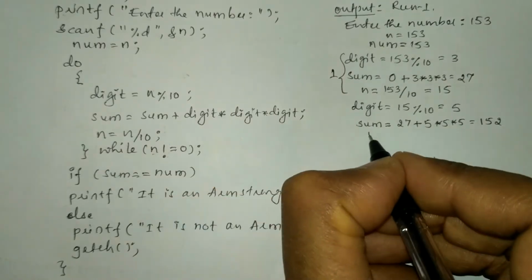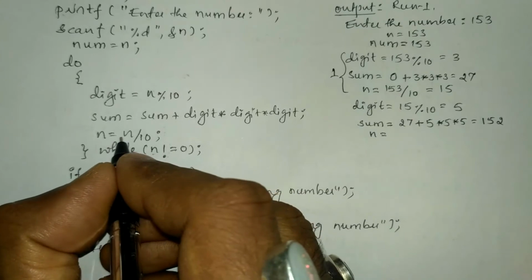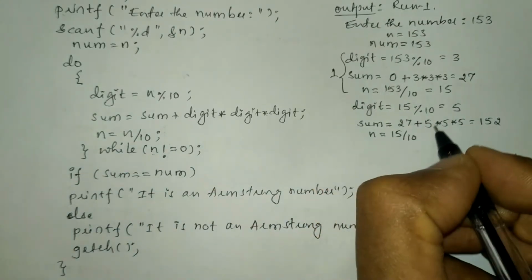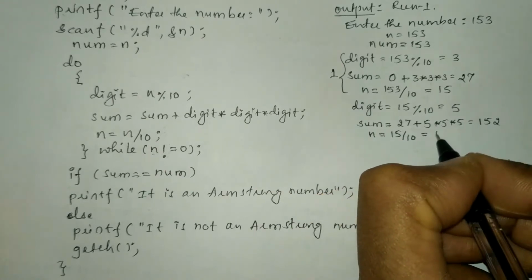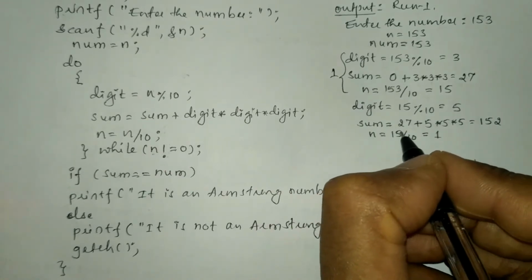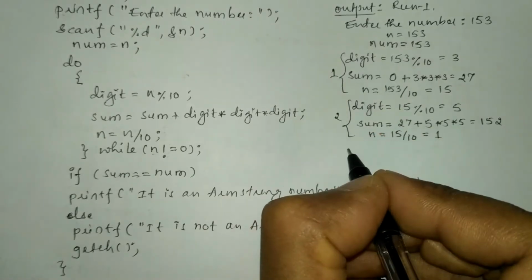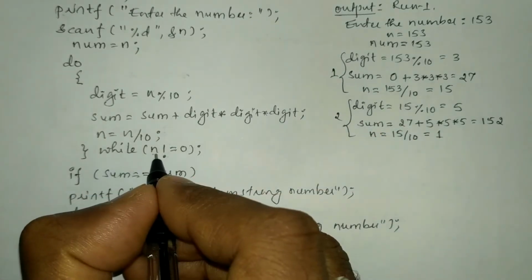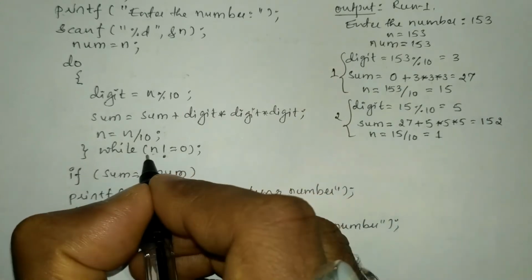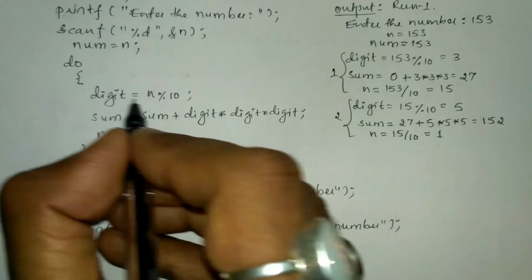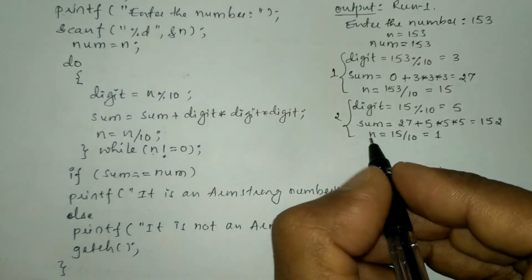Next, we are going to perform the third statement. N is equal to, n is 15, integer division by 10. So this gives us 1, correct? Because 10 ones are 10. Quotient is 1. So the second iteration is over, and we are going to check the condition. Now n is 1. 1 is not equal to 0. Hence it is true. Once again control transfers to do, and it is going to execute these three statements.